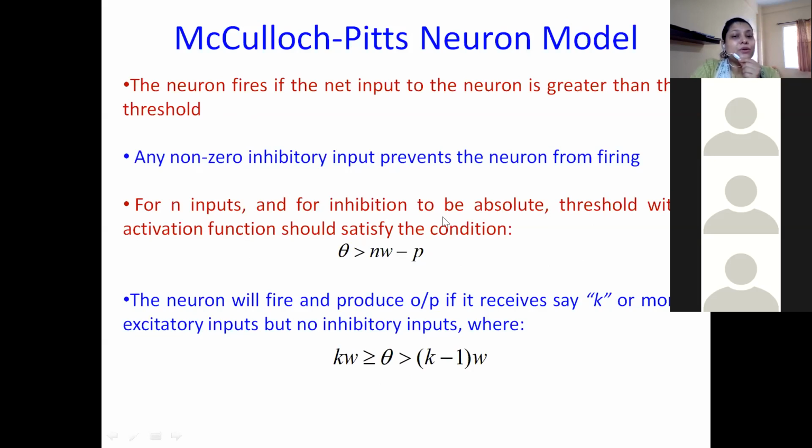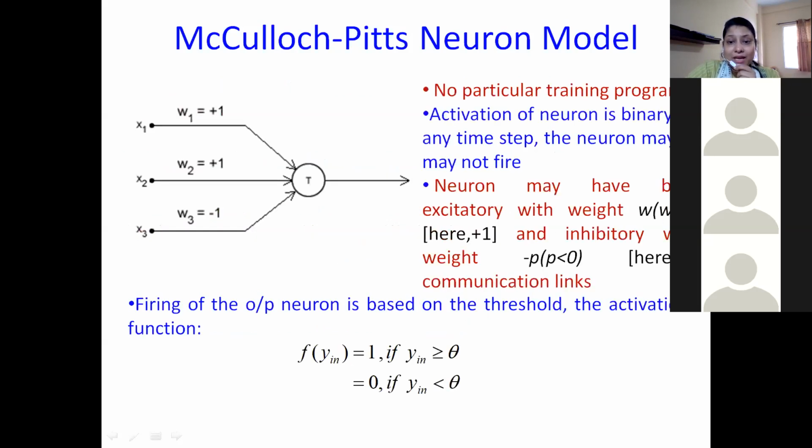So in that particular case, the threshold with the activation function should satisfy the condition that the threshold should be greater than nw minus p. Here n is the number of inputs, and w and p are the weights for excitatory and the weights for inhibitory, right?